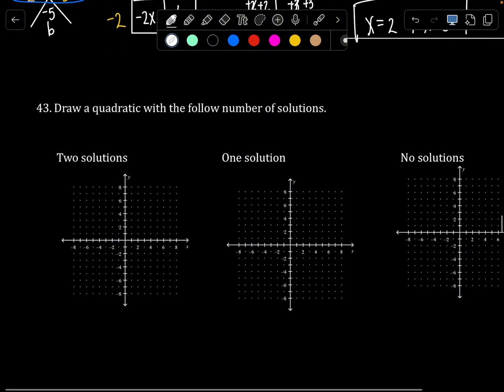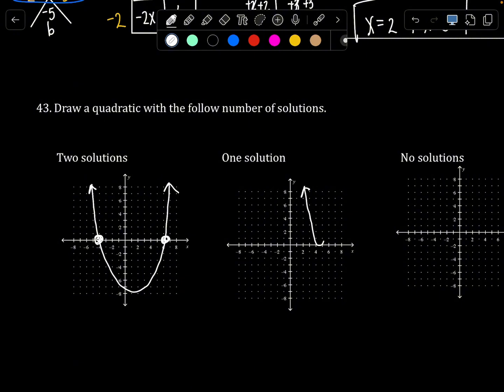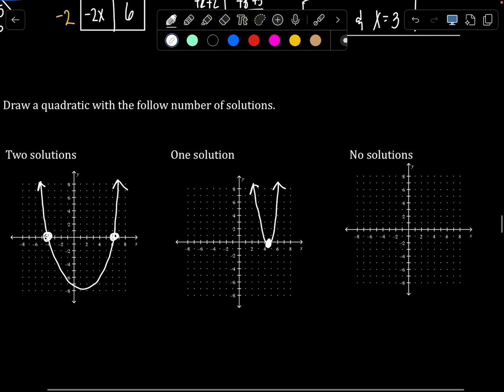2 solutions. That means this parabola has to cross the x-axis twice. It doesn't matter how you draw it as long as you cross it twice. One solution, the parabola only touches the x-axis once, so only one x-intercept. And then no solution. You don't even cross it at all.